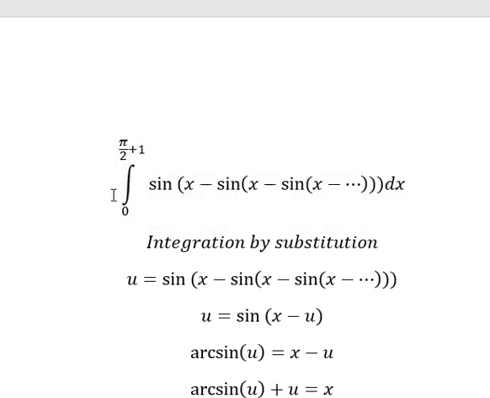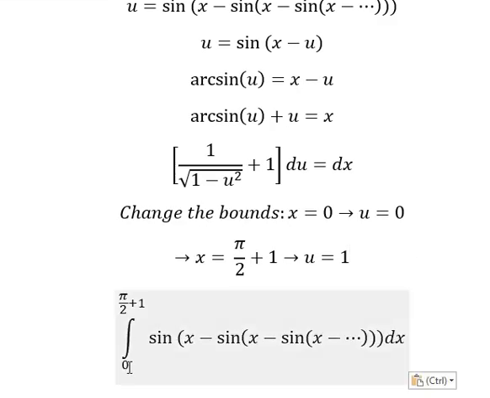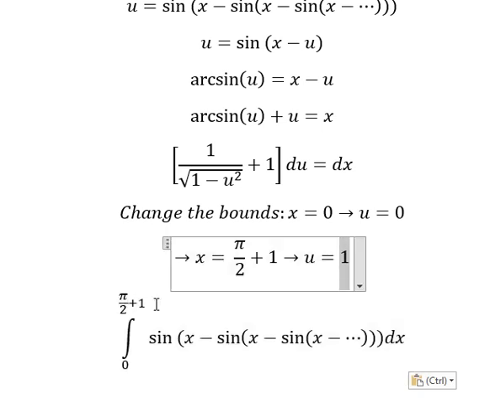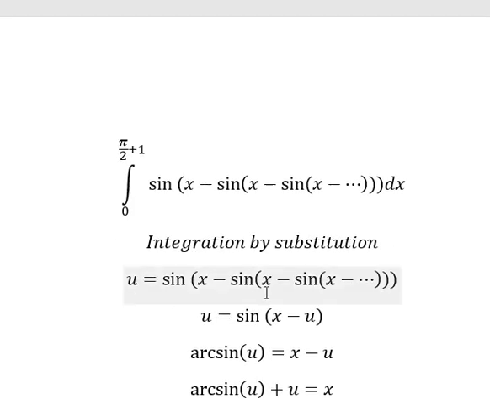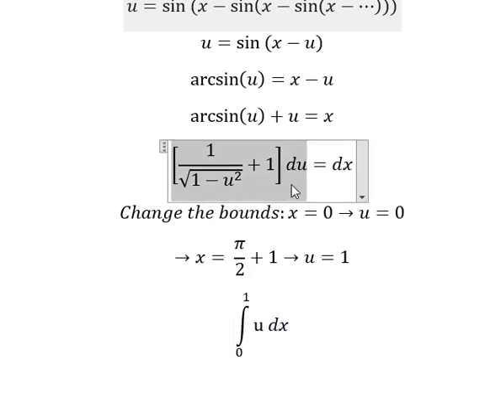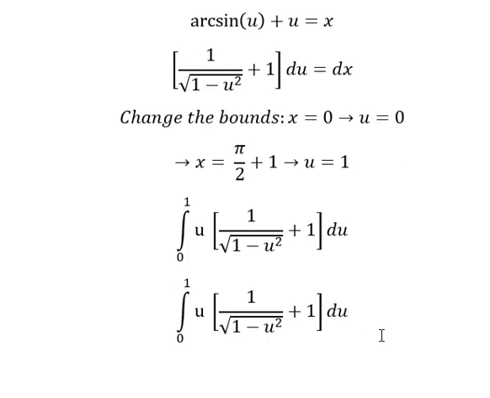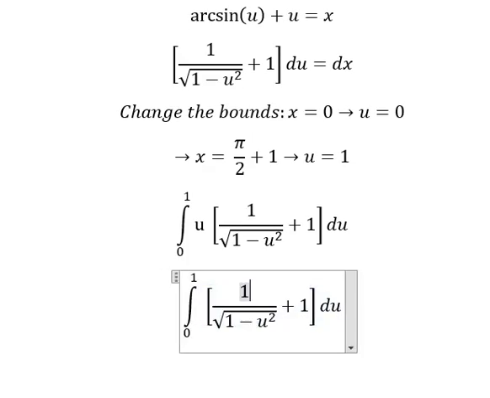Now we need to go back in here. Number 0 we keep the same. This one we change for number 1. This one we change for u. ds we change for this one. So I will put u here and here.